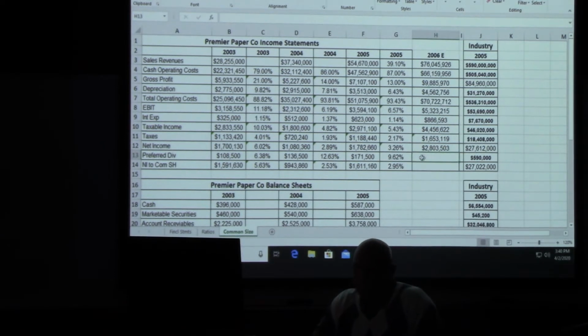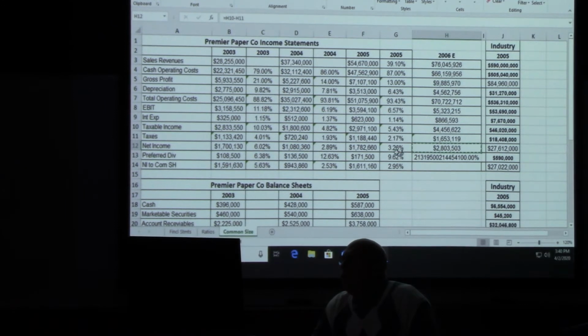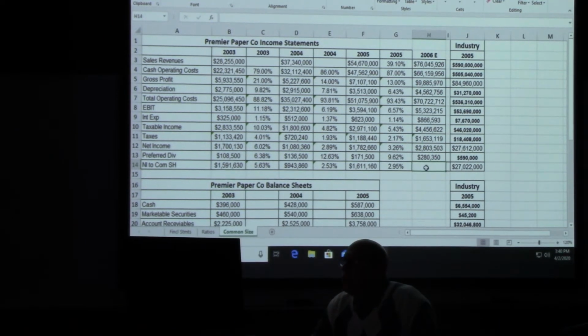So let's go ahead and use 10% for our preferred dividend, equals that, times that 10% of our net income, and now equals 0.1 times that. There we go. Put that back down there. Okay. And then equals our net income minus our preferred dividend, and that's what it should look like.